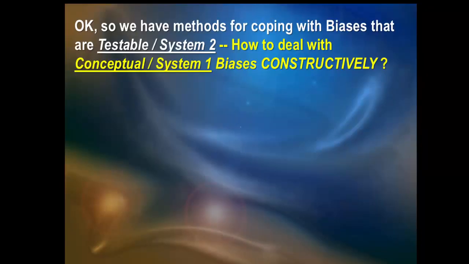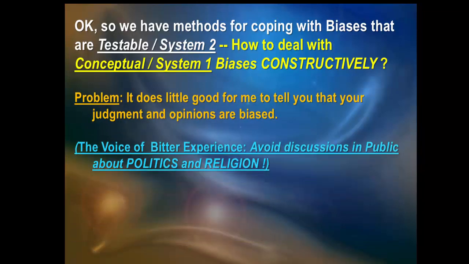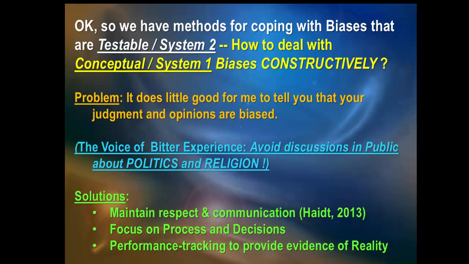Okay, so we have methods for coping with biases that are testable. System two, we can measure, we can analyze them, test them. But how do we deal with conceptual system one biases constructively? How do we deal with the bias of whether you saw an old lady or a young lady? Not that there's a wrong or right answer. It doesn't do anybody any good for me to tell you that your judgments and opinions are biased and mine aren't.